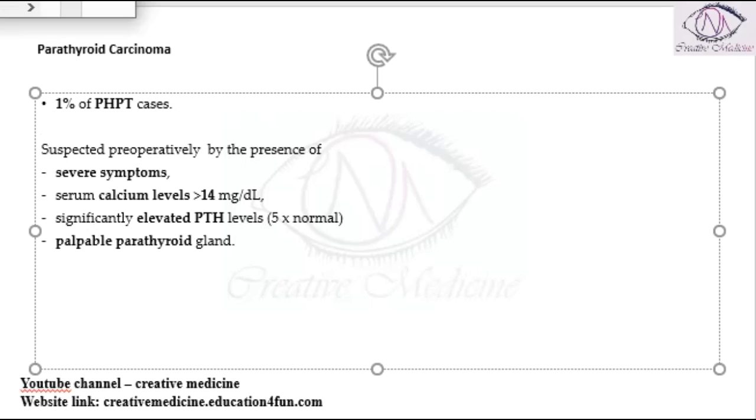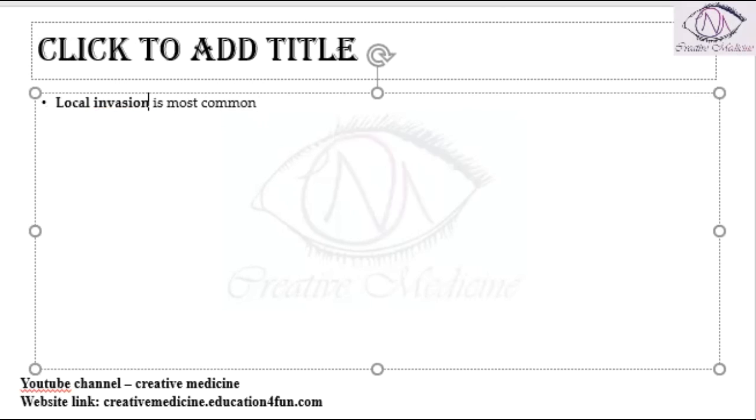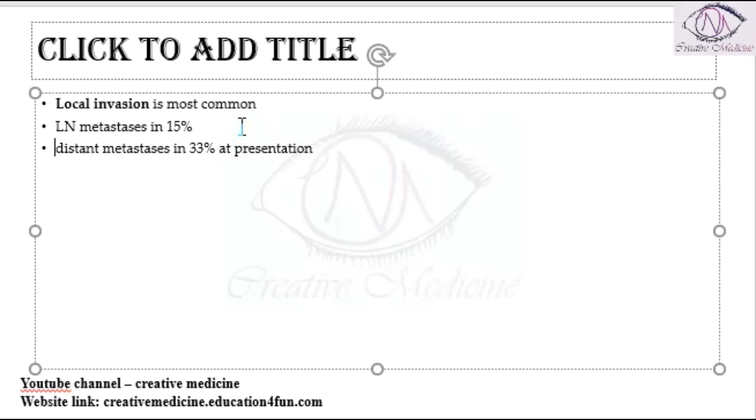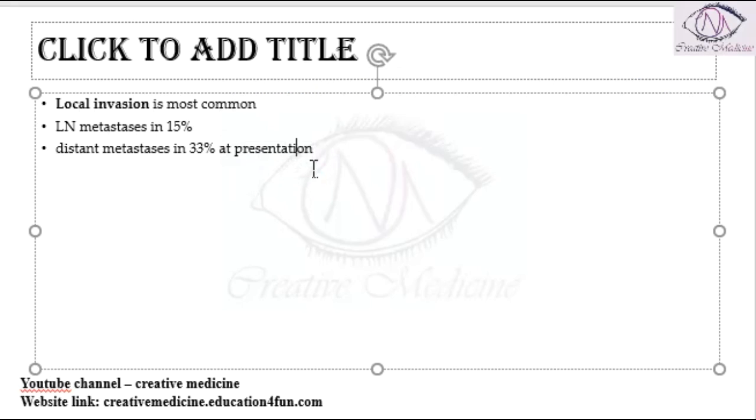Next, in parathyroid carcinoma, local invasion is most commonly seen, along with lymph node metastasis, and distant metastasis can also occur. Lymph node metastasis is seen in 15% of the population at presentation, whereas distant metastasis is seen in almost 33% of the population.